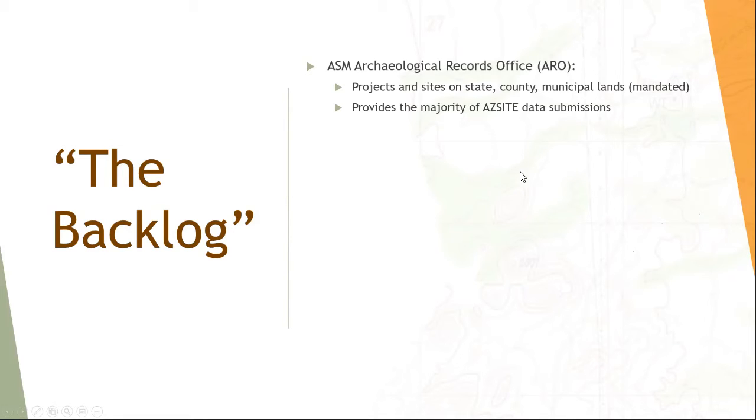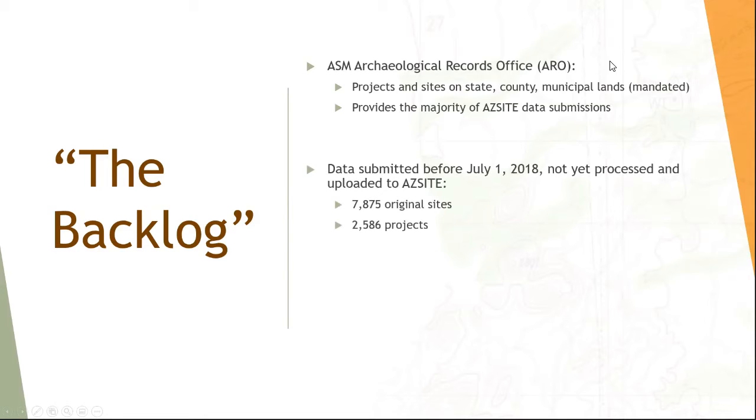As part of this process, archaeologists will report their project, their newly discovered sites, and/or updates to previously recorded sites as part of their submission. The ARO assigns the official project and site numbers, which are going to stick with these projects and sites till the end of time, basically. Once processed and approved, the ARO passes these submissions and records to AZSITE. The majority of AZSITE data comes through the ARO, but we also accept data from agencies and other companies that are not required to go through this process.